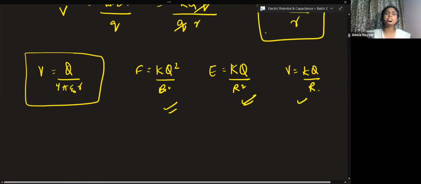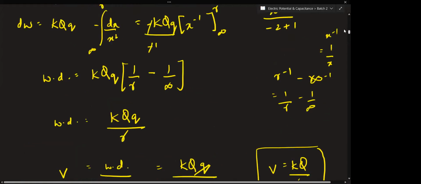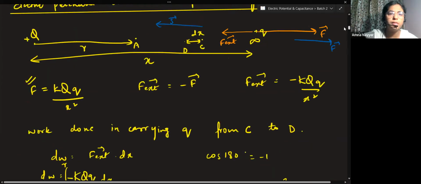Clear to all of you? It's easy to remember. kQ by r. Okay? Yes, teacher. Right. Just note it down, then we'll do a formula-based question on this also.